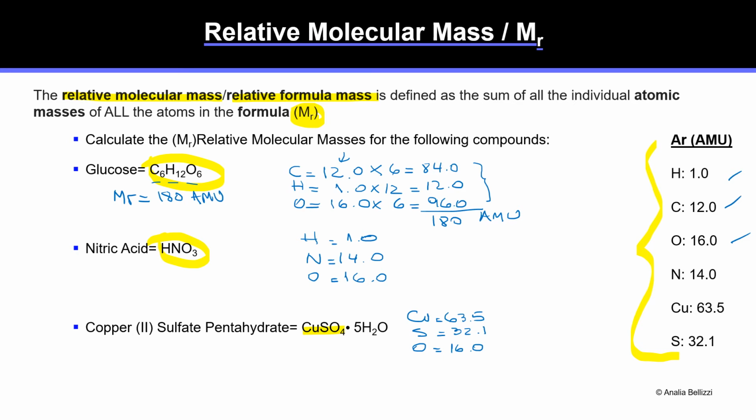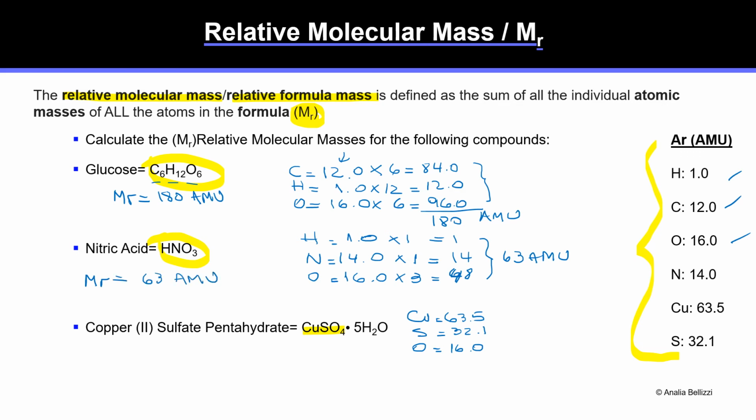In the case of the nitric acid, it's the same thing. Hydrogen appears only one time. Nitrogen appears only one time. Oxygen appears 3 times. So this is going to be 1 plus 14 plus 48. This is a 48. So this is going to be 63 AMU. So the MR for nitric acid is 63 AMU.